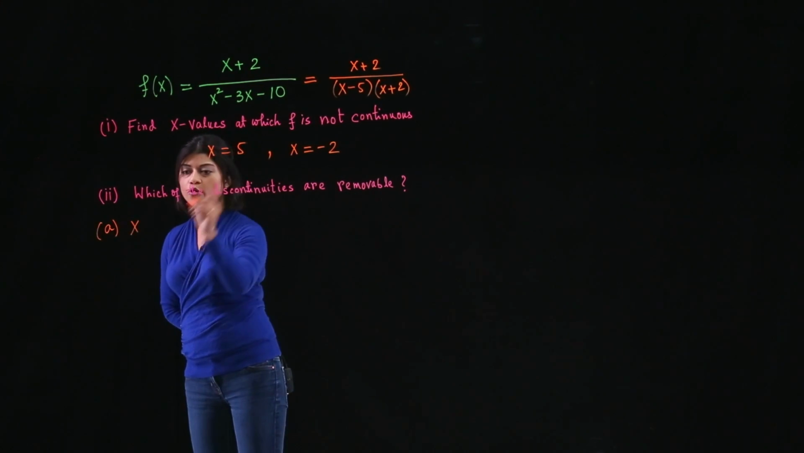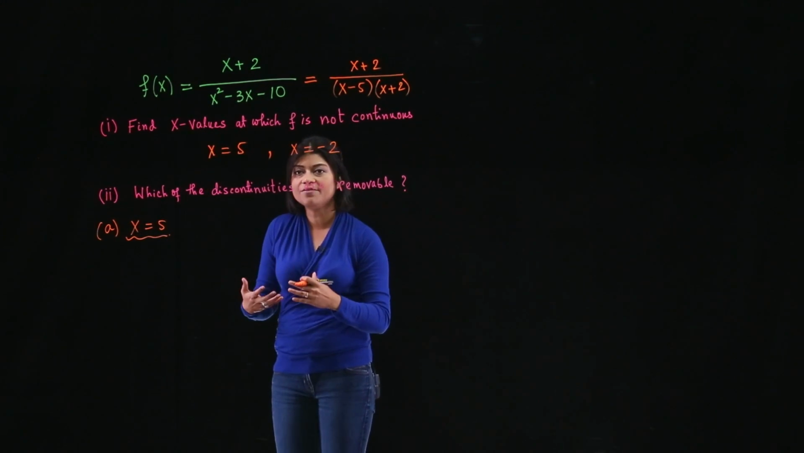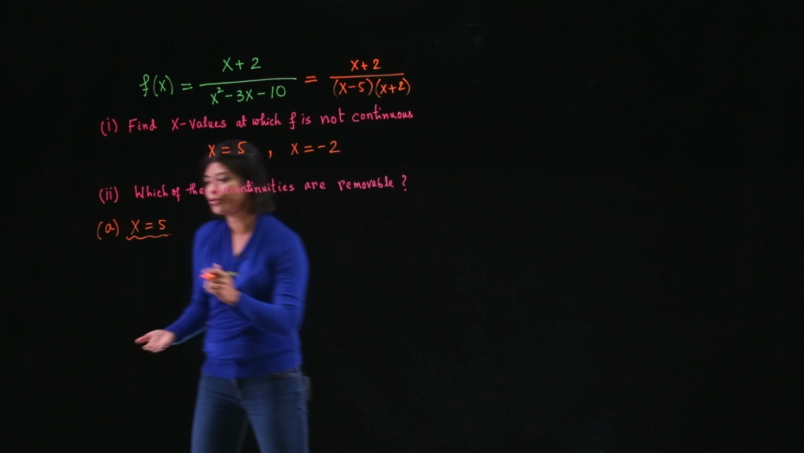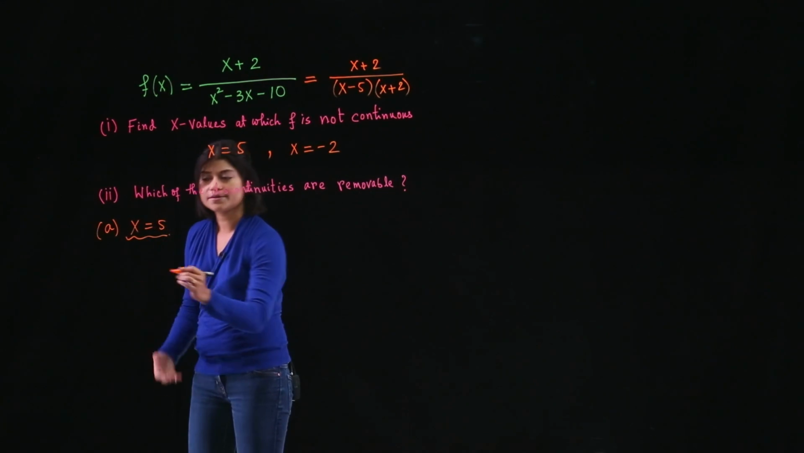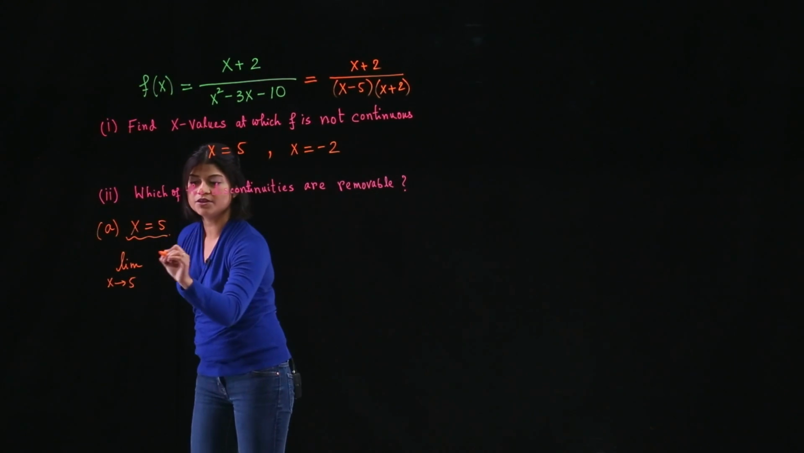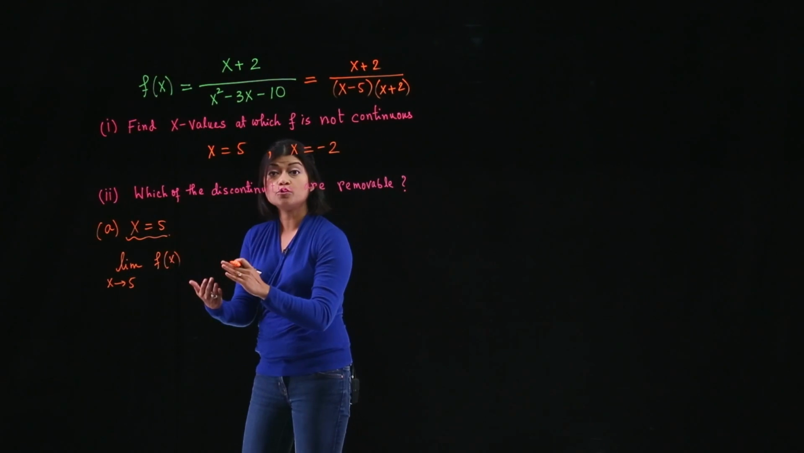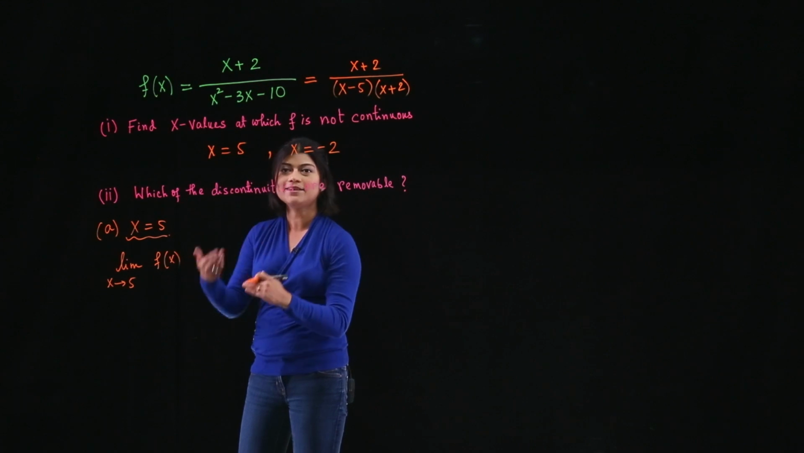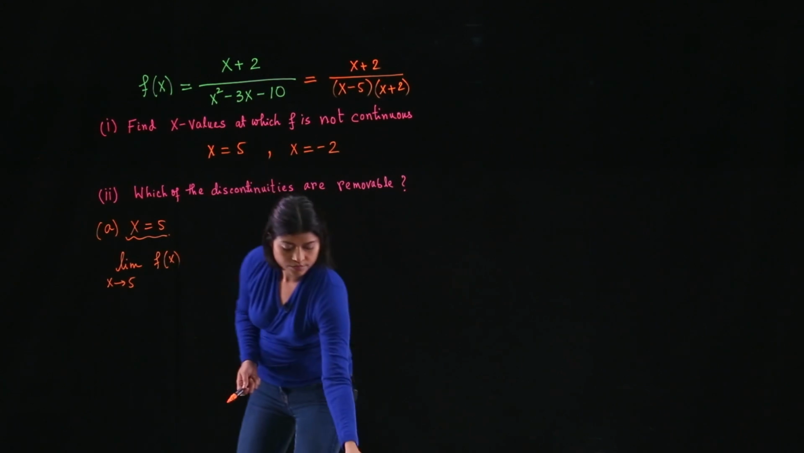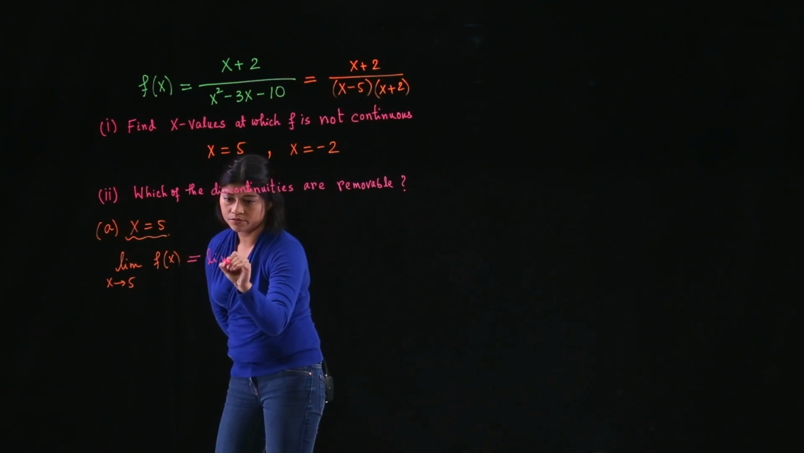Let's analyze the point x equals 5. Let's see how the function is behaving around x equals 5. To understand that, all we have to do really is evaluate a limit. So evaluate the limit as x is approaching 5 of the function f of x. That will give us an idea where the function is approaching as x is approaching 5. And looking at that, we will be able to figure out whether it's removable or not. So let's try to compute this limit.